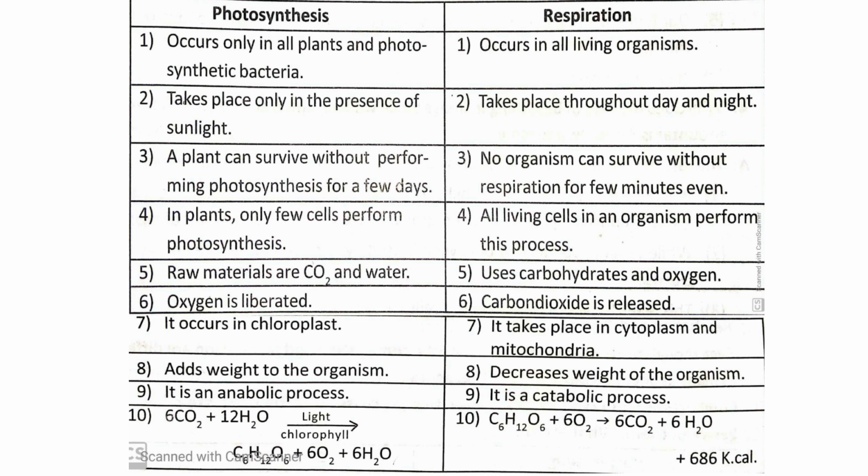And photosynthesis is an anabolic process. Anabolic means synthesis process, whereas respiration is a catabolic process. Catabolic means breakdown process. And finally, the equation for photosynthesis is 6CO2 + 12H2O gives rise to C6H12O6 + 6O2 + 6H2O. Now, the equation for respiration: C6H12O6 + 6O2 gives rise to 6CO2 + 6H2O + 686 kilocalories of energy. It is just the opposite of the photosynthesis reaction.